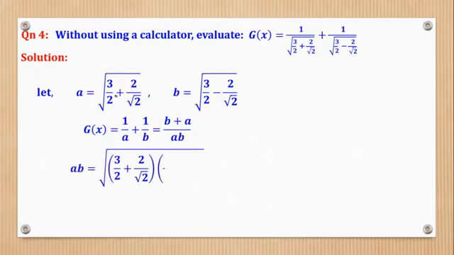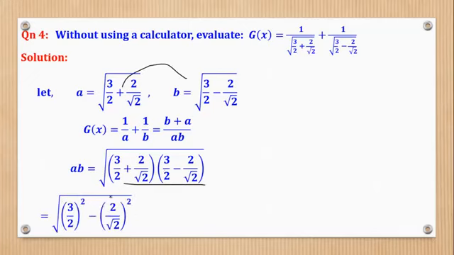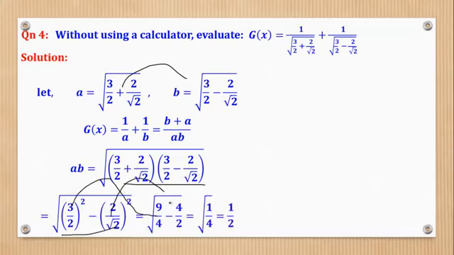So the first thing to do is to get the product AB, this denominator. So this times this gives you this, and you realize that's a difference of 2 squares. So difference of 2 squares gives that. This squared is that, this squared is this. Then when you subtract these two, you come up with a quarter. Square root of a quarter is a half. So we have now got the denominator as 0.5.